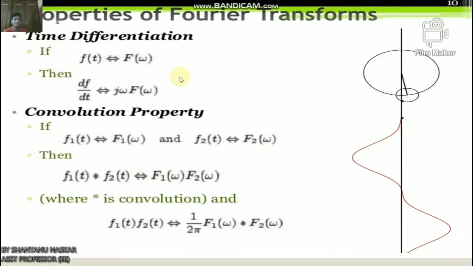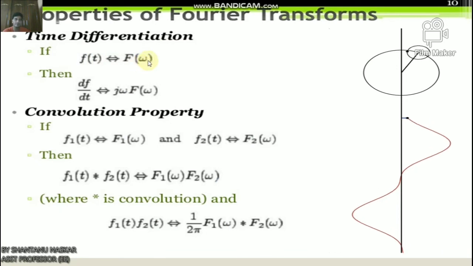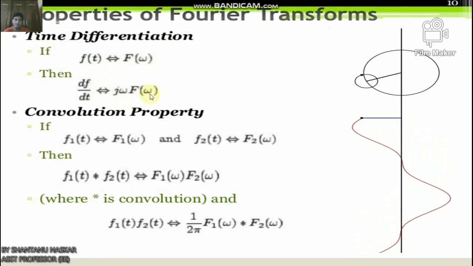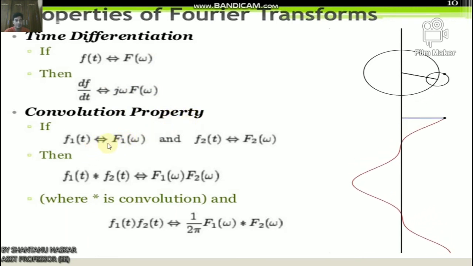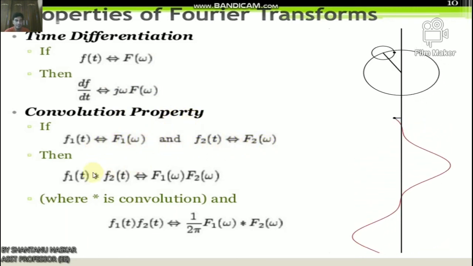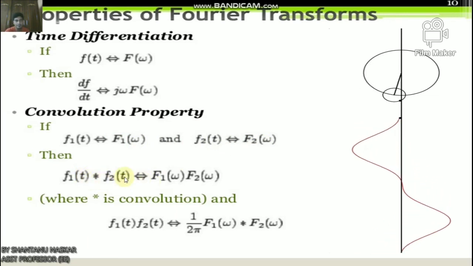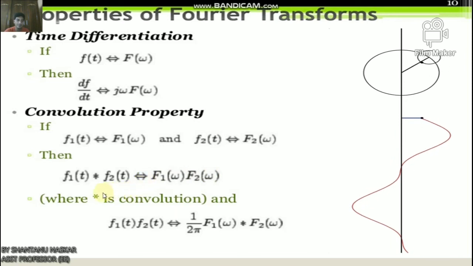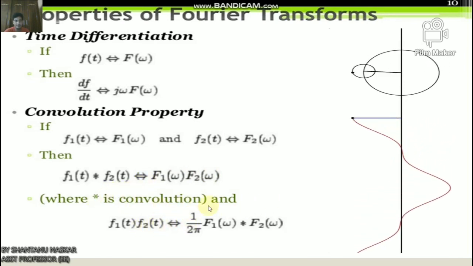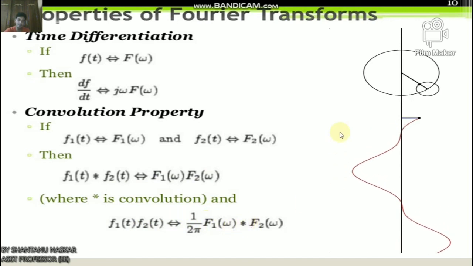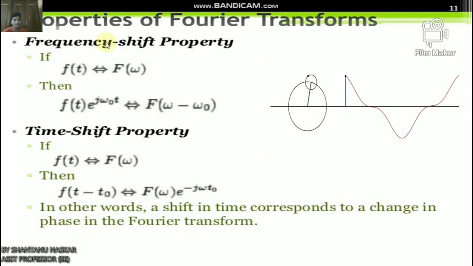Now time differentiation: if f(t) goes to F(omega), then df by dt goes to j omega F(omega). Convolution property: if f1(t) goes to F1(omega) and f2(t) goes to F2(omega), then f1(t) convolved with f2(t) equals F1(omega) F2(omega), where this sign is convolution, and f1(t) f2(t) equals 1 by 2 pi F1(omega) convolved with F2(omega). Frequency shift property: if f(t) goes to F(omega), then f(t) e to the power j omega 0 t goes to F(omega minus omega 0). Time shift property: if f(t) goes to F(omega), then f(t minus t0) goes to F(omega) e to the power minus j omega t0.